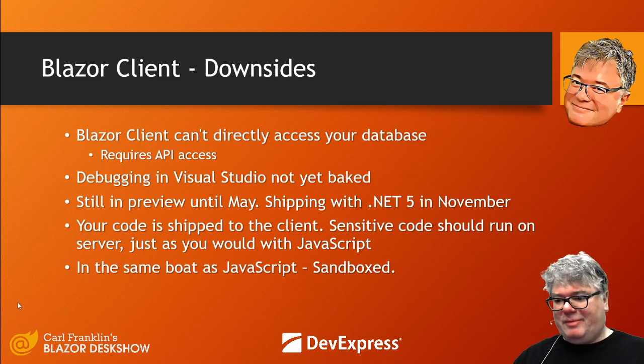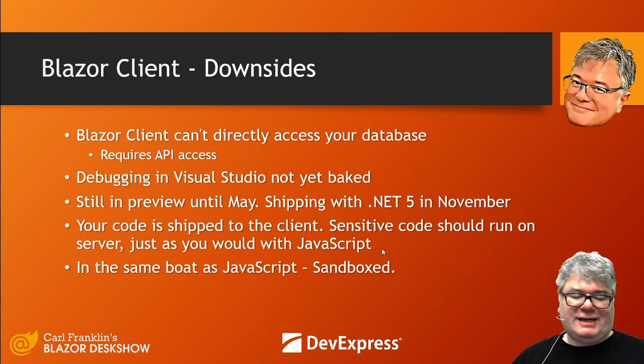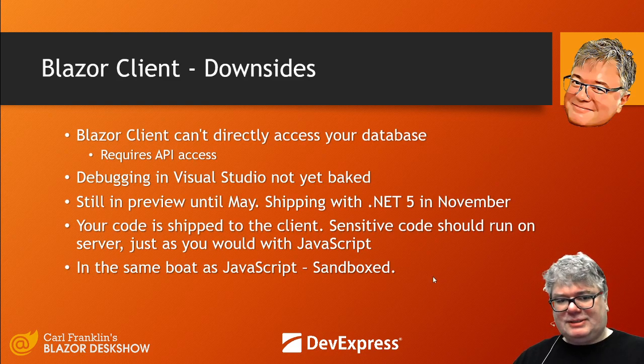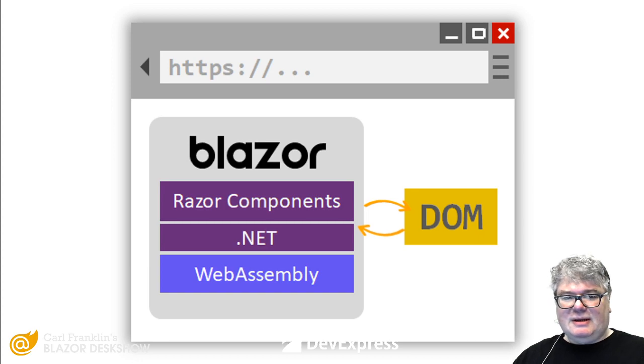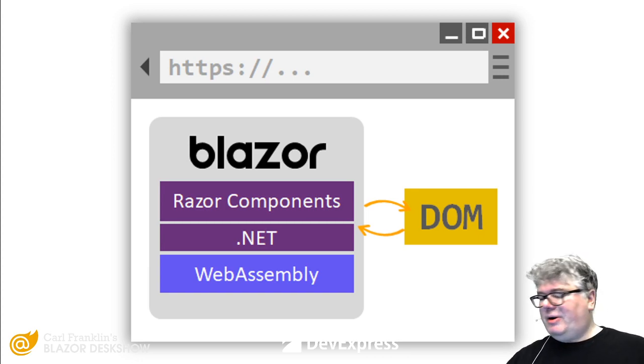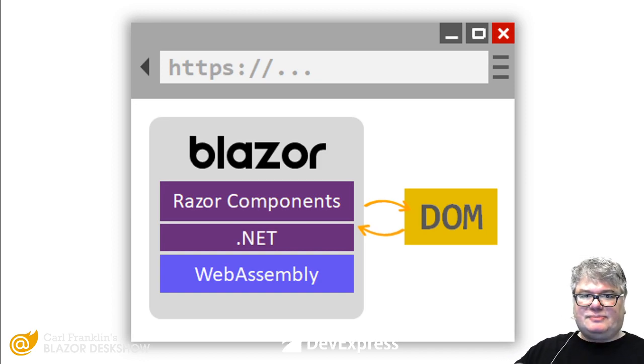I've already talked about it, but your code is shipped to the client. Sensitive code should run on the server, just as you would with JavaScript. This isn't really a downside. I just wanted to address it right here because your C# code is in the same sandbox as JavaScript. All right, so any questions on the WebAssembly component model we haven't already addressed?